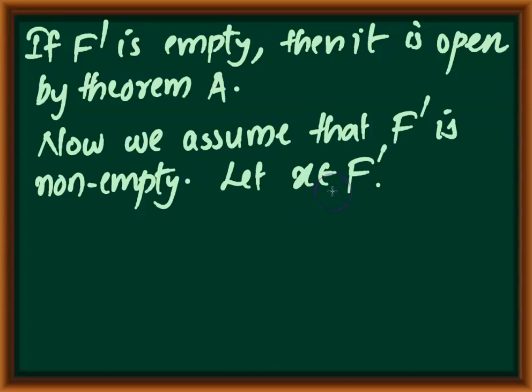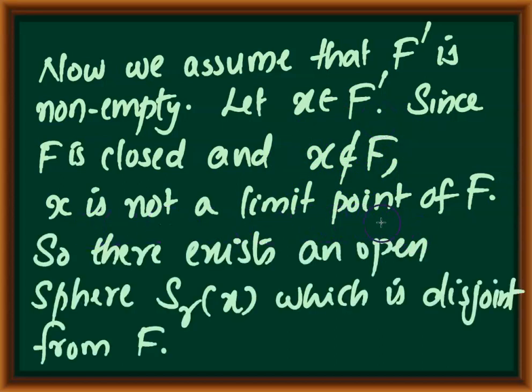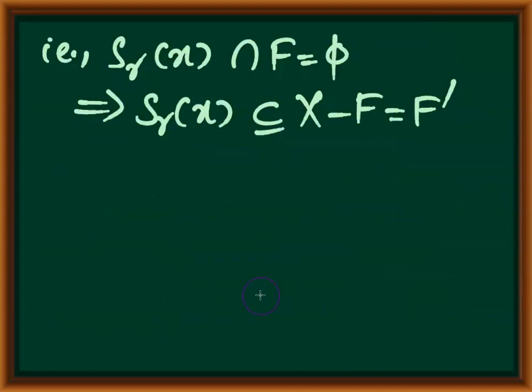Let x be an arbitrary point of F dash. Since F is closed and x does not belong to F, x is not a limit point of F. As we know that a closed set contains all its limit points, x will not be a limit point of F. Since x is not a limit point, there will exist an open sphere, say S_r(x), which is disjoint from F. That is, S_r(x) intersection F is empty, so that S_r(x) is contained in the complement of F, that is F dash.